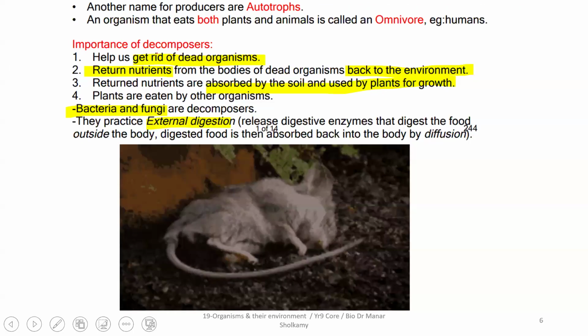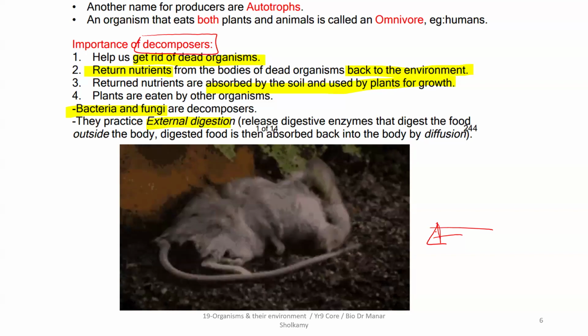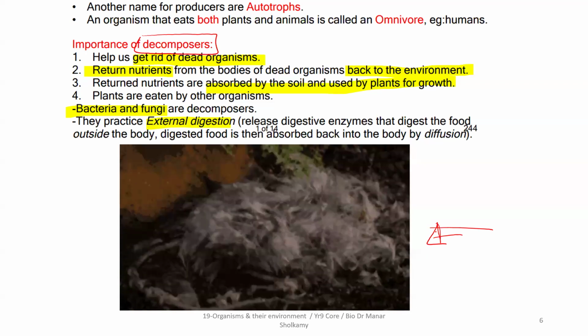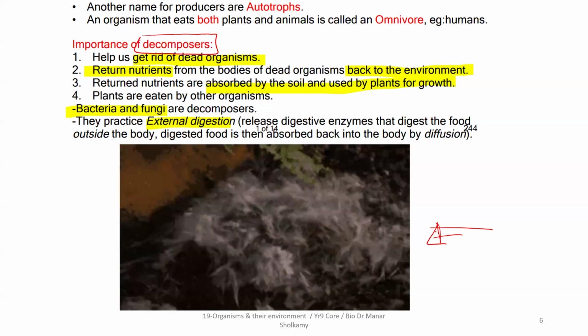Okay. Now, decomposition, we need to understand it. It is the breaking down of dead organic matter, just like the pictures you have here. Again, if you look at this picture from the beginning, this is a dead rat or a dead rabbit, and it will decompose. These are the stages of decomposition. After a while, you'll find that it will completely disappear. All the organic matter and the body of this dead rat will go back to the earth. So this is an advantage. Decomposition is very important. It is done by bacteria and fungi.